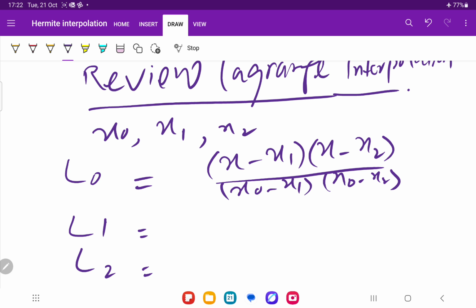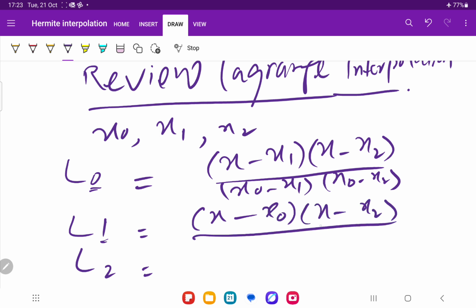because we have decided when we were covering the Lagrange interpolation that if you are considering L0, there should not be any x0 in the numerator. Okay, it should be in the denominator. So now, since we are dealing with L1, there should not be any x1 in the numerator. So x minus x0 and x minus x2 divided by x1 minus x0, x1 minus x2.